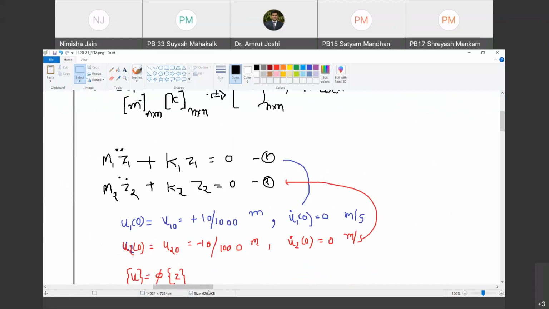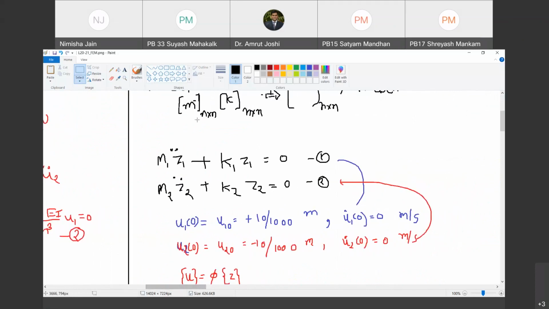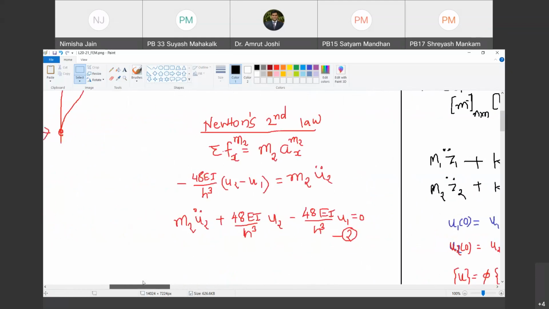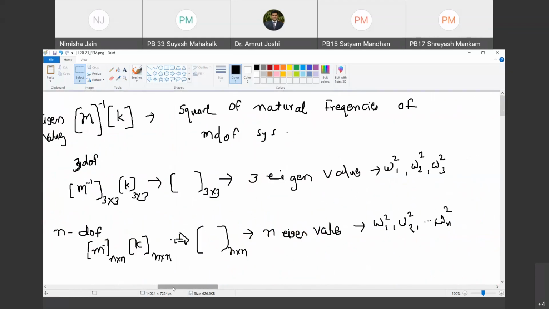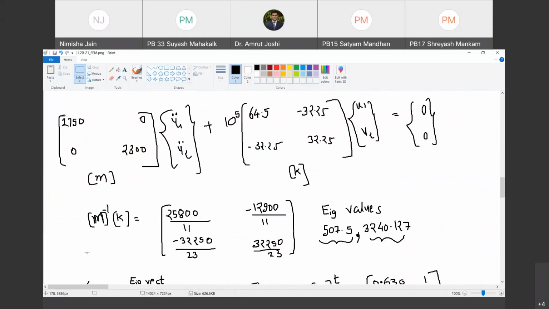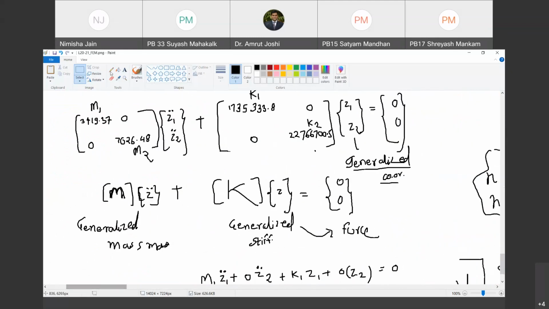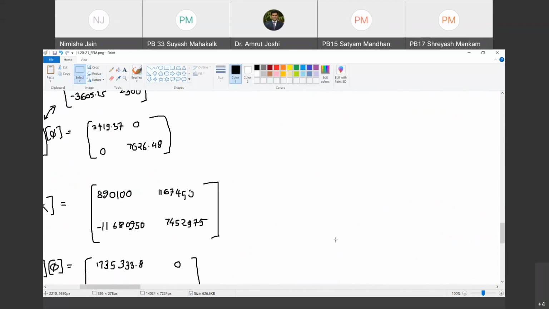Now let us try to solve this equation. So what is the first equation? First equation is first element of mass matrix: m1 z1 double dot plus k1 z1 equal to 0, and m2 z2 double dot plus k2 z2 equal to 0 is the second equation, where we need the values of m1, m2, k1, k2. तो वो values यहाँ पे हैं. This is the M matrix. So these are the values of M1 and M2. Are you with me? Yes, sir.